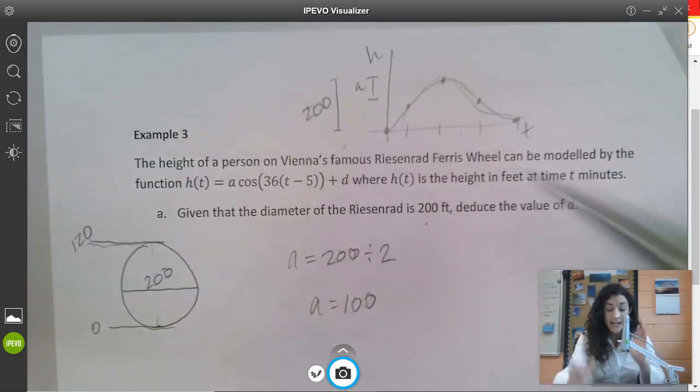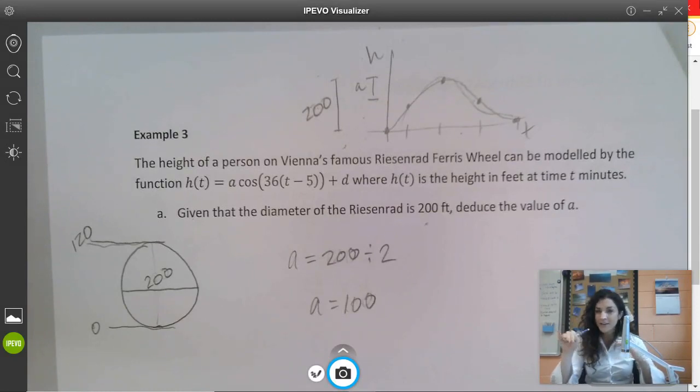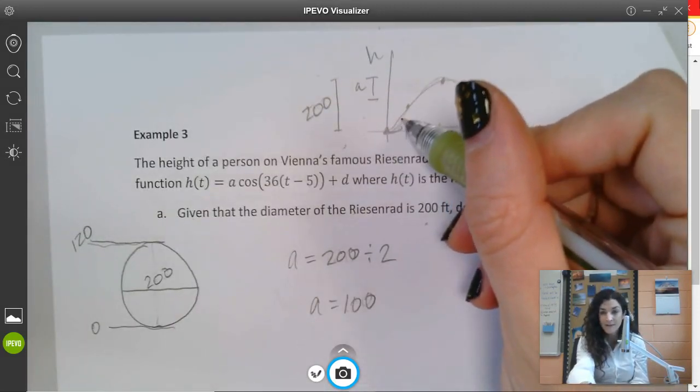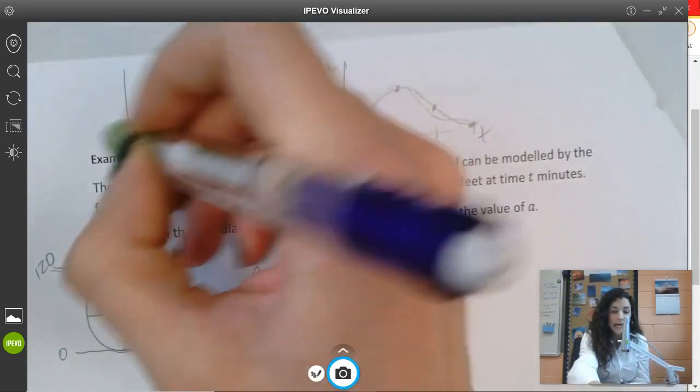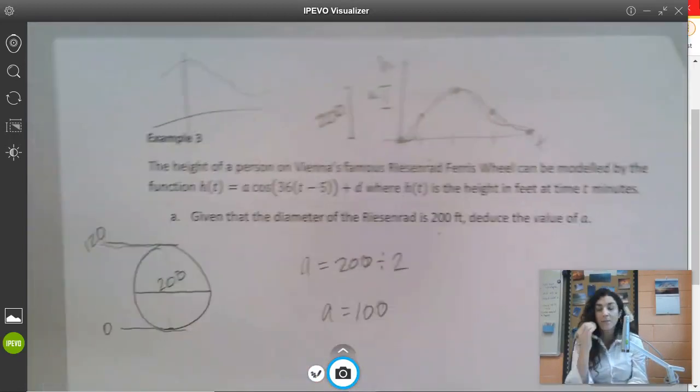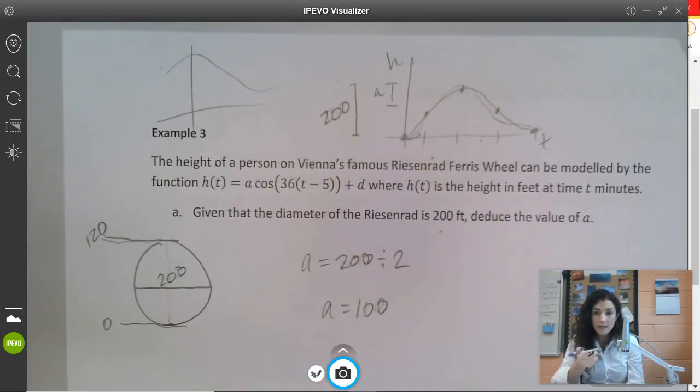We have 100, and we need to think about whether or not it starts at a maximum or minimum. Whether this value is positive or negative will determine that. It starts at a minimum if it's negative. It'll start at a maximum if A is positive.